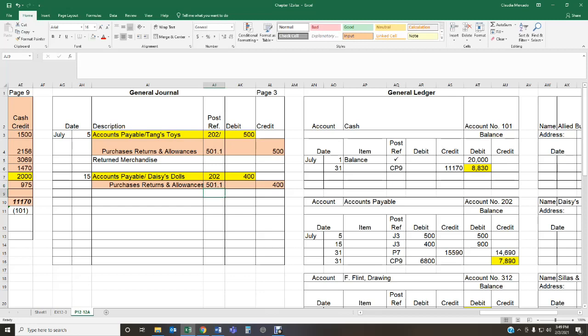Okay, so we've transferred the information from our journal to our ledger. We've posted into our ledger. We have to go back and post into our general journal the post reference columns. That lets us know that we've reviewed the information and we've posted it to our ledgers. Okay?